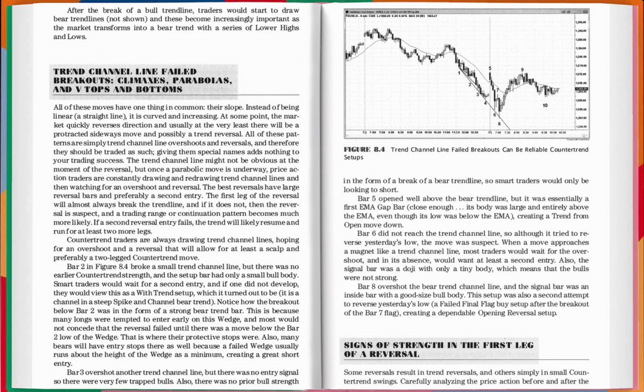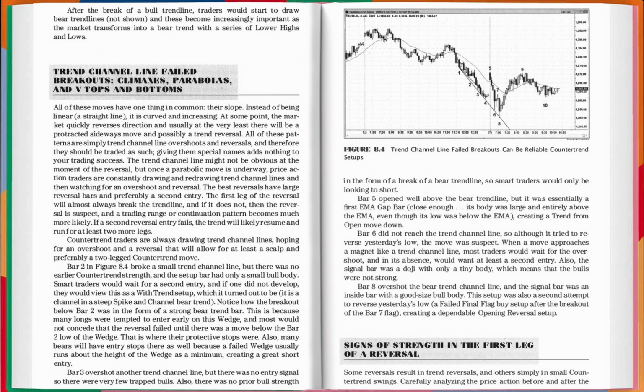Notice how the breakout below bar 2 was in the form of a strong bear trend bar. This is because many longs were tempted to enter early on this wedge, and most would not concede that the reversal failed until there was a move below the bar 2 low of the wedge. That is where their protective stops were. Also, many bears will have entry stops there as well because a failed wedge usually runs about the height of the wedge as a minimum, creating a great short entry.